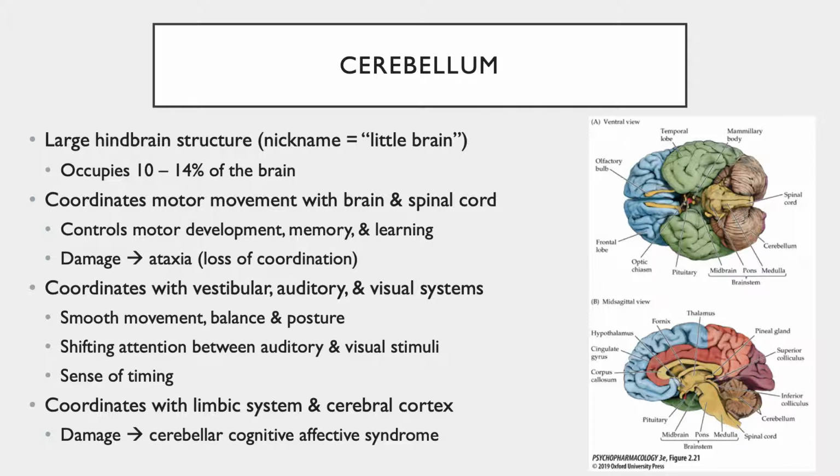It serves some very important functions, including coordinating motor movements with the brain and spinal cord. It helps with motor development, motor learning, and motor memory. Damage to the cerebellum can cause a condition known as ataxia, which is a fancy term for loss of coordination. It's essentially loss of coordination of voluntary movements, but in absence of any weakness or sensory loss. So the person is capable of coordination, but seemingly is challenged in terms of that coordination at a given time.